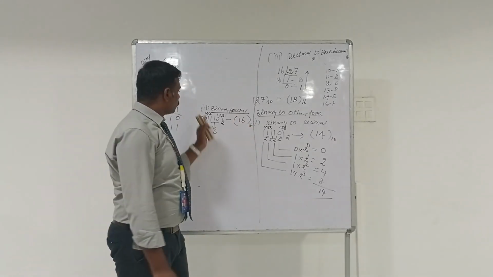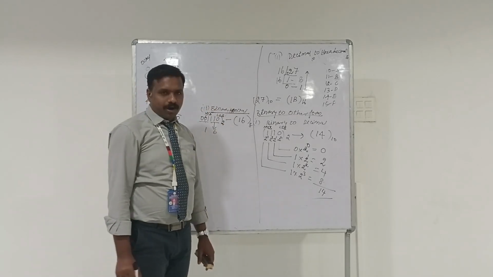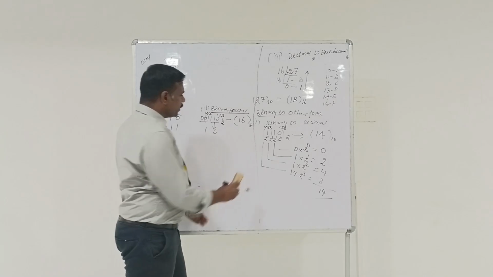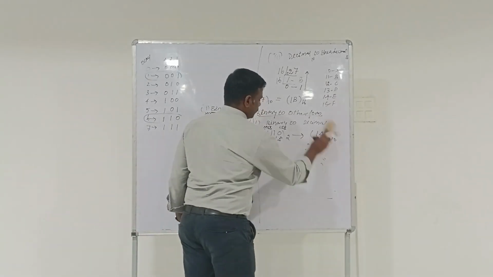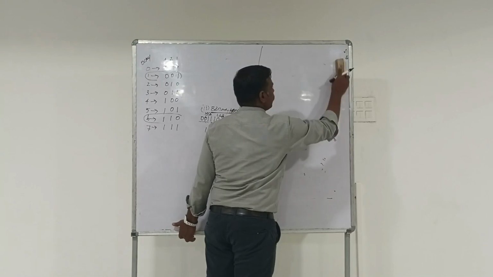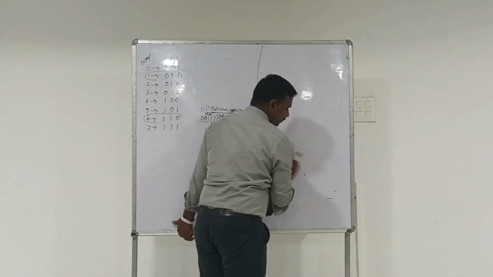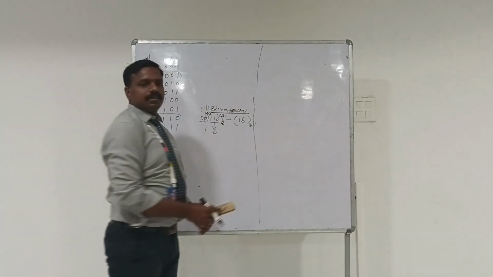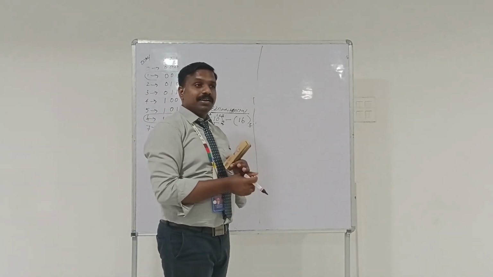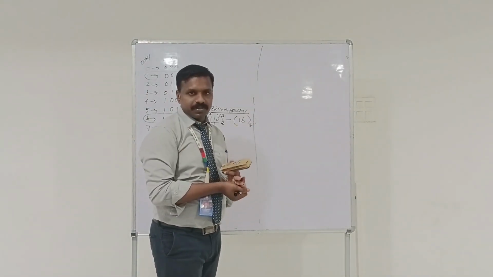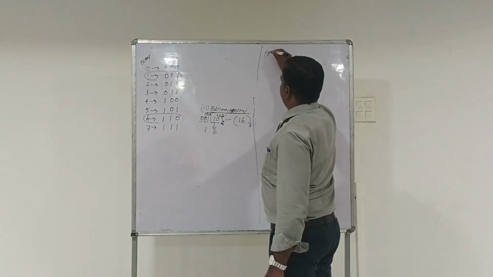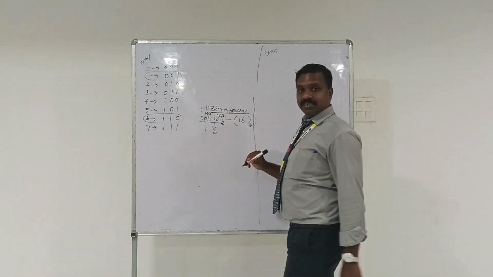Okay, understand how to convert binary into octal. Next I am going to explain binary to hexadecimal. Binary to hexadecimal is also very easy. But in hexadecimal, how many digits are there? Hexadecimal is represented by 16 different digits. In hexadecimal, 16 different digits are used.